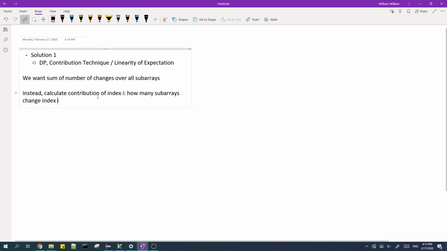And then instead of calculating this, what we'll do is for each index I, we'll calculate the contribution of I to the answer. So the contribution of I to the answer turns out to be the number of subarrays which change index I. So for each I, we'll calculate this. And then after we calculate the contribution for each I, we can add it up in order to find the sum of the number of changes over all subarrays, and then we'll divide by the number of subarrays to get our average.